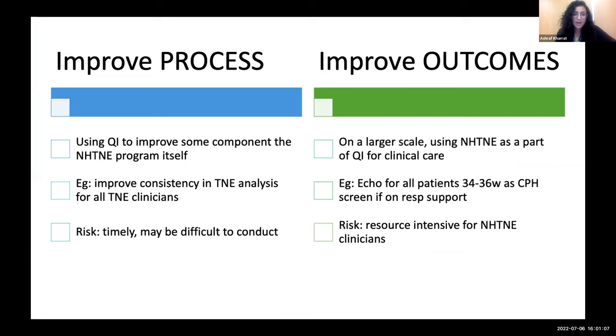When you've done that brainstorming, basically you can approach it after that by deciding whether you want to improve a process or you want to improve outcomes. These are two high-level ways to think, in quality improvement, about how I want to improve whatever it is that I want to improve.